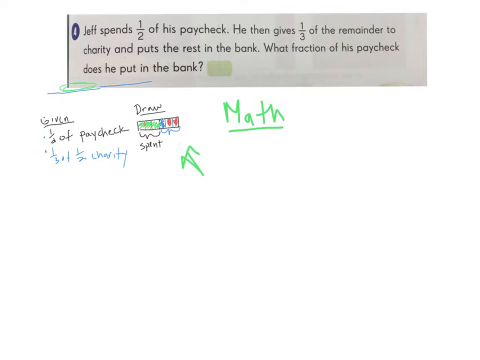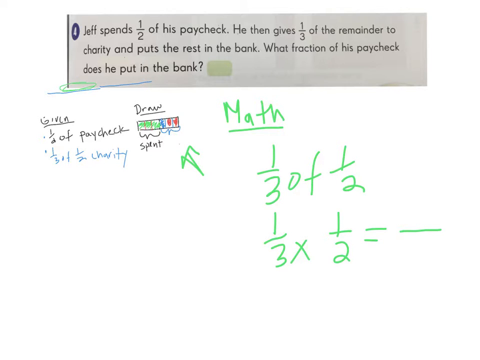1/2 times 1/3, because it's 1/3 of 1/2. And we know that of means what, Haley? Multiplication. So it's 1/3 times 1/2. All right, Riley Jane, can we cross cancel? No. All right, so what's going to be my product of numerators, Riley Jane? So 1 times 1 is 1. All right, and then Mia, what's 3 times 2? So my answer is 1/6 of his paycheck went into the bank.